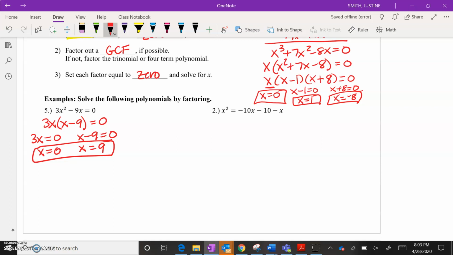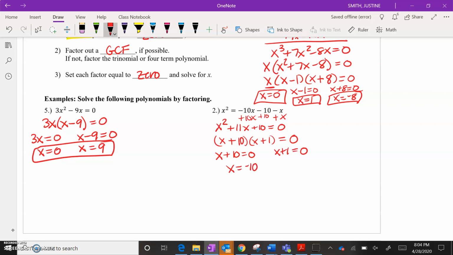Okay, for number 2, first I'm going to set this equal to 0. So x squared, I'm going to add my x over and add my 10x over, which is going to give me plus 11x on the left-hand side. And then I'm going to add my 10. Okay, and now I'm going to factor this. There's no GCF. So what multiplies to 10 and adds to 11 would be 10 and 1. And now I'm going to set my factors equal to 0 and solve to get x equals negative 10, x equals negative 1.